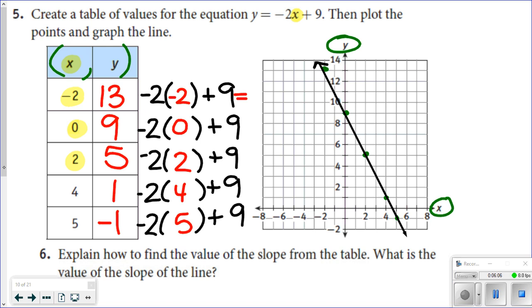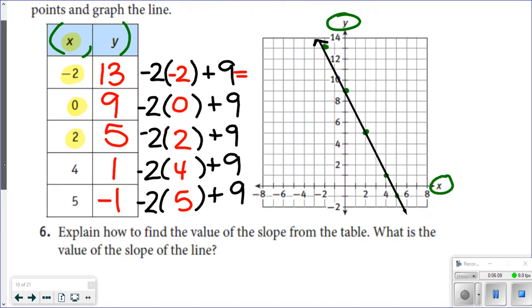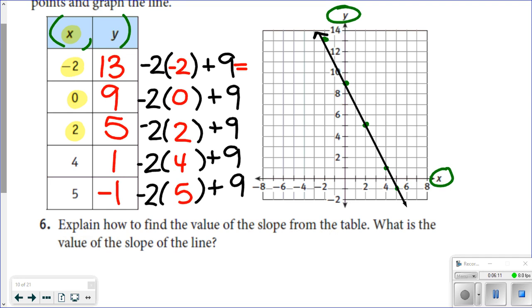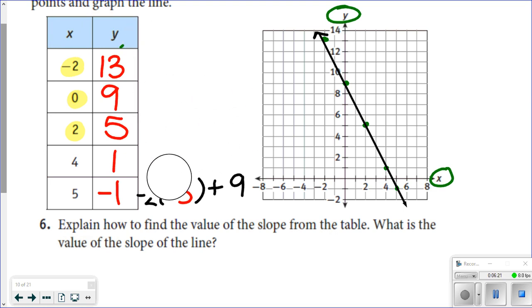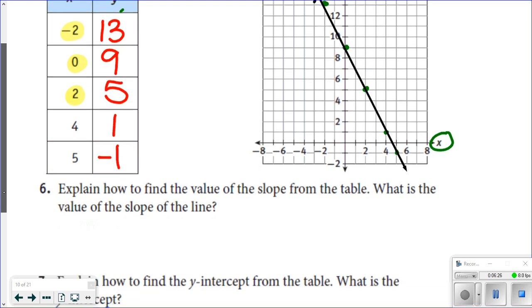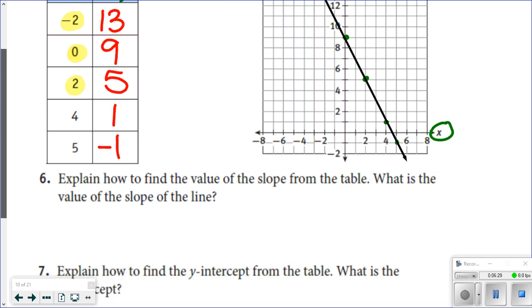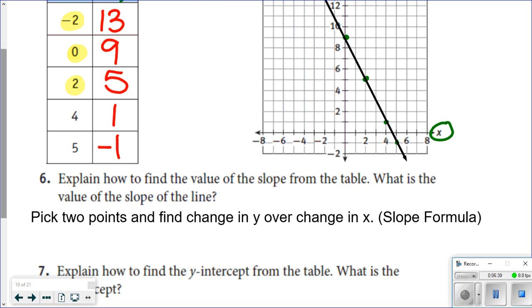Number 6, explain how to find the value of the slope from the table, and what is the slope. So we did this on your quiz in activity 9. We found the slope from a table a lot. So how would we find the slope from the table? Well, we would pick 2 points, and we would find the change in y over the change in x, which is also called your slope formula.